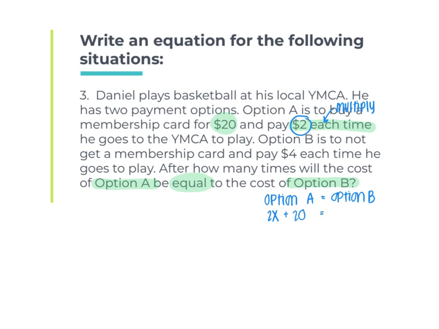And we want that to equal option B. So let's look for option B's keywords. For option B, he wouldn't get a membership card and he would just pay $4 each time. Well, if you're paying 4 each time, we know what each means, so it would be 4 times x. And this would be our situation equation.